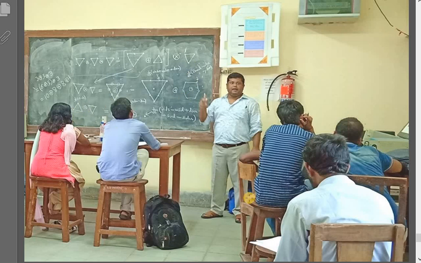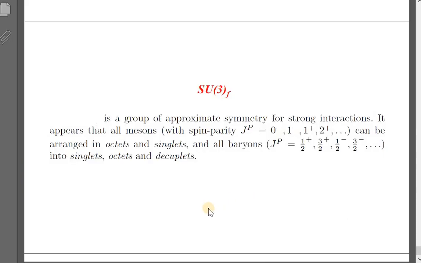Okay, so what did we learn here in today's lecture? What we learned is basically that the SU3 flavor is a group of approximate symmetry for strong interactions, and it appears that all mesons with spin parity, this I've just talked about few only, can be arranged in octets and singlets, and all baryons into singlets, octets and decuplets.